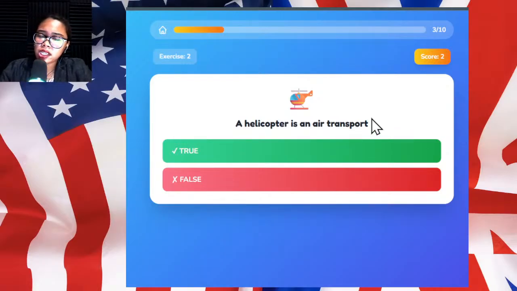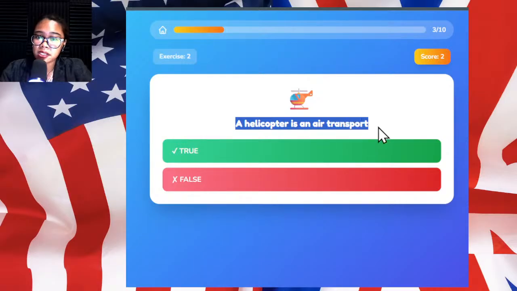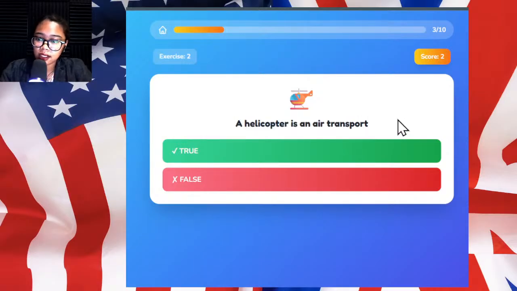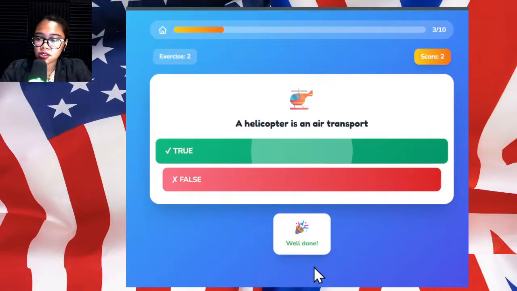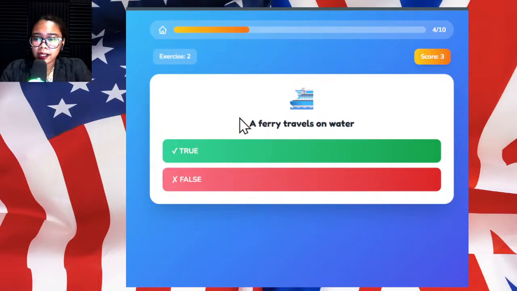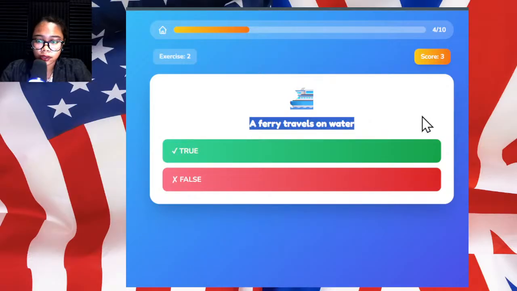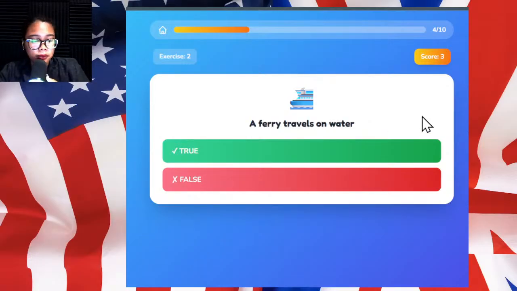Now, upon hearing those descriptions, what is our answer here? Again, the statement: a helicopter is an air transportation vehicle. That is true because we've mentioned that it has rotors. We use fixed wings, or we use the term wings, if we refer to an air transportation vehicle. Okay? So this is true. Next, a ferry. A ferry travels on water. Okay, 30 seconds, go.